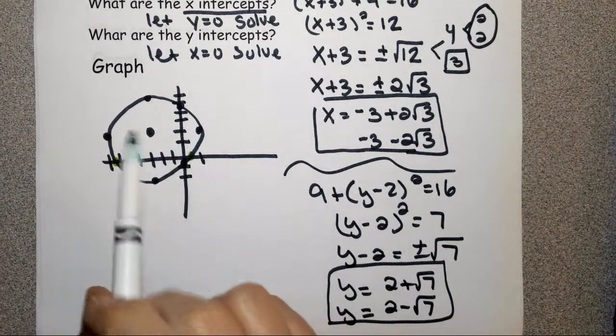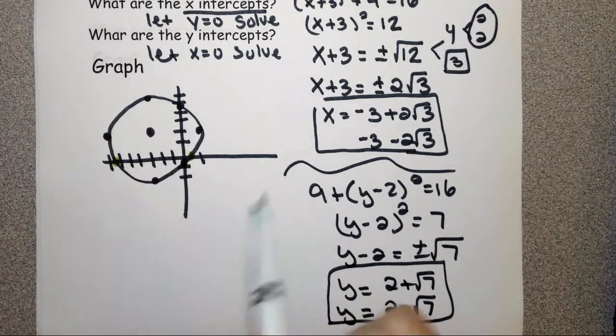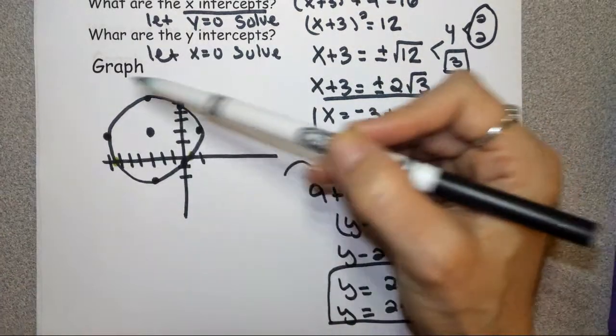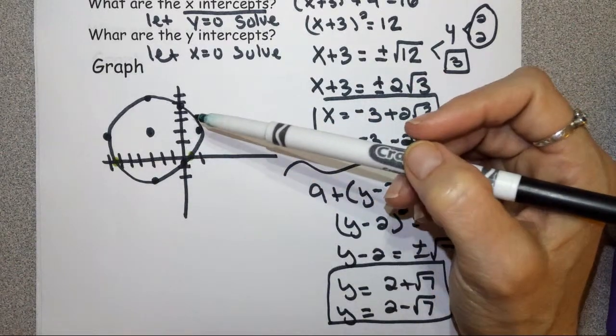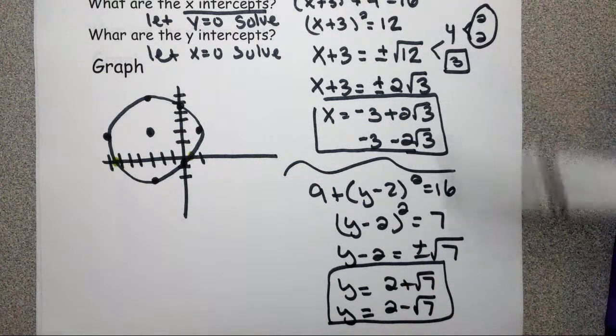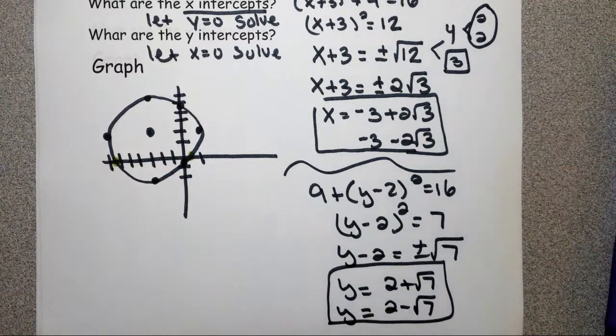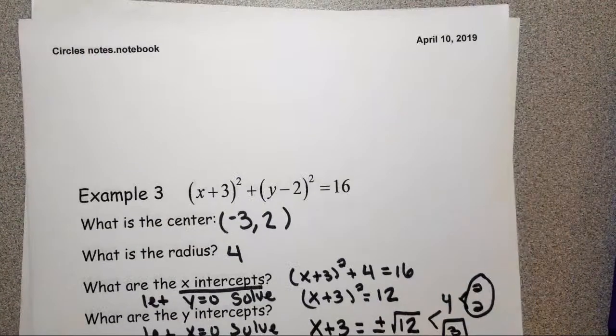Now again, if you graphed it and I didn't have an x or a y-intercept, like maybe my graph was way up here and it never touched anything, then would there be any reason to go do this? No. Okay. Let's go look at the next one.